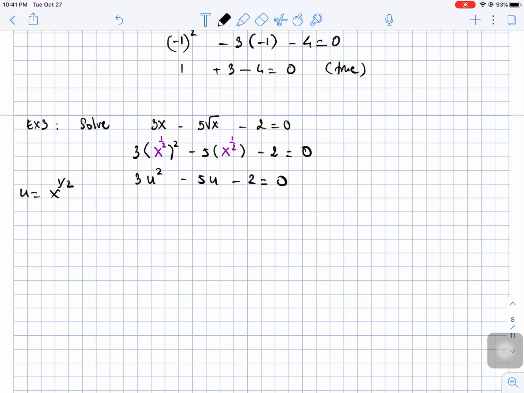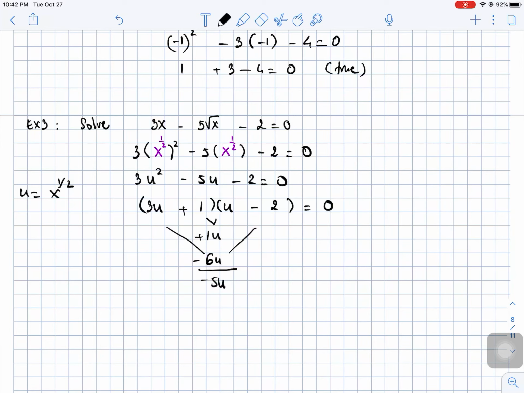So we use the power rule. We need to multiply the two numbers to get 1. And we got x to the 1/2 again for the square root of x. Then we will let u equal x to the 1/2. Then we can solve this equation by factoring.